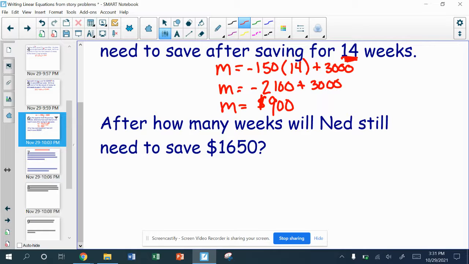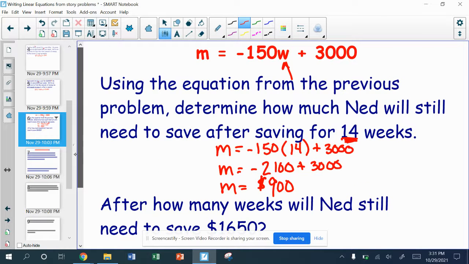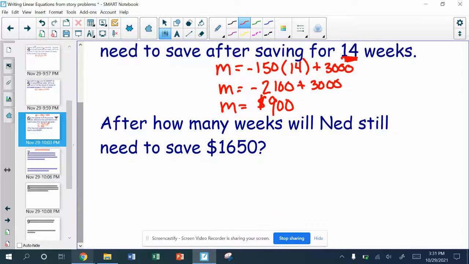If I use that same equation, I want to know how many weeks it'll take so that he can get to $1,650. Maybe he's got someone who is willing to give him that much money, so he just wants to know how long it'll take to get there. Now, thinking about the equation though, I want the amount of money this time to be that $1,650. So instead of M equals, I would say 1,650 equals negative 150 W plus 3,000.